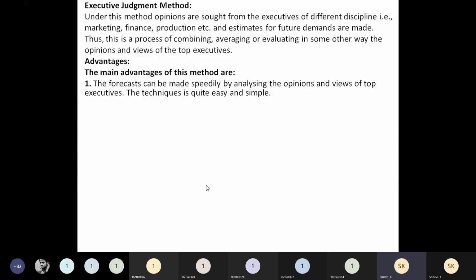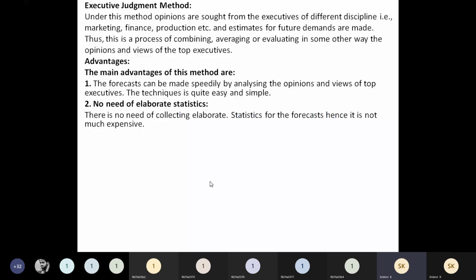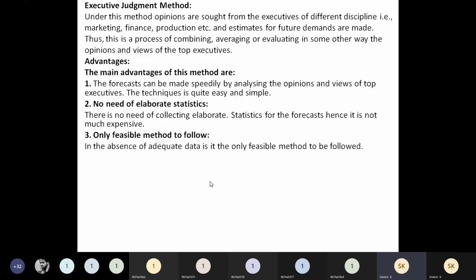Simply you can apply it and conclude, and it takes less time to conclude how the sales will be. And you need not go for any lengthy elaborations, lengthy calculations, collecting previous data, etc. You need not spend more on statistical forecasting. And this method may also be feasible, because they have experience that may sometimes give you a good result, in case you don't have any previous data.